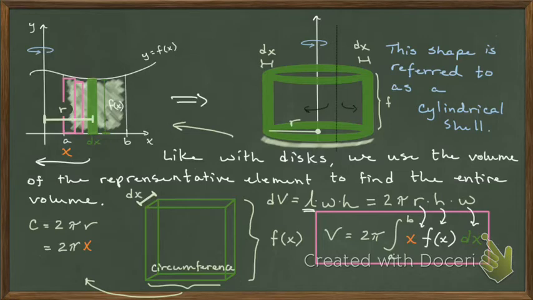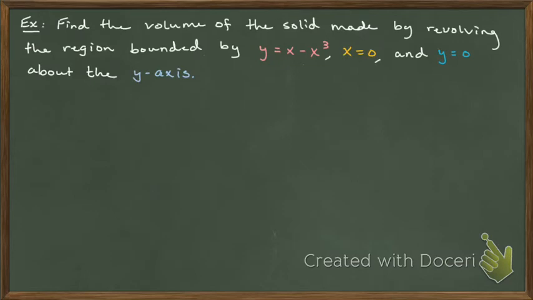Okay, let's go through some examples here. First, I want to find the volume of the solid made by revolving the region bounded by this cubic function x minus x cubed, x equals 0 and y equals 0, and I'm going to rotate that region about the y-axis. So similar to my original setup there. I want to draw a picture. And I can do that.